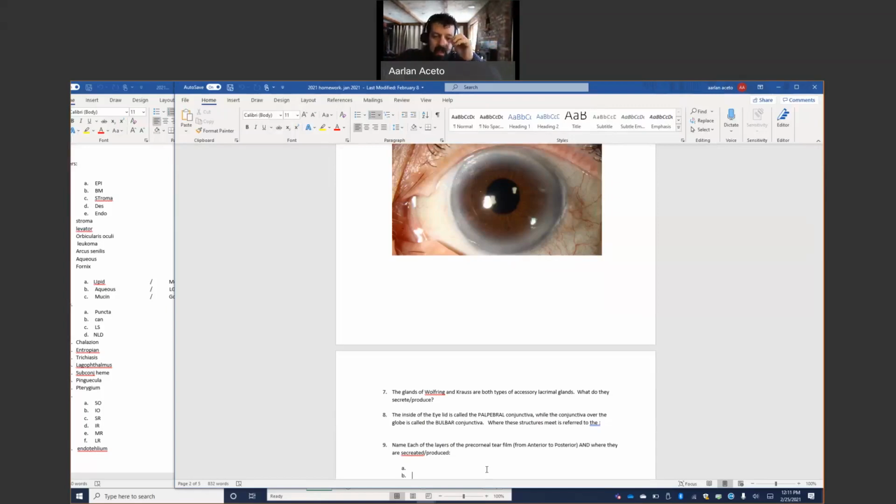The inside of the eyelid is called the palpebral conjunctiva, while the conjunctiva over the globe is called the bulbar. Where they meet is, well, if you look at this here on my eye and I flip my lid, you can actually see the inside of my eyelid. That's my palpebral conjunctiva. You can look at that. If you look at the top of my eye, there's the bulbar. Well, the palpebral conjunctiva and the bulbar conjunctiva go all the way in the back. Well, they meet towards the top of the eye.